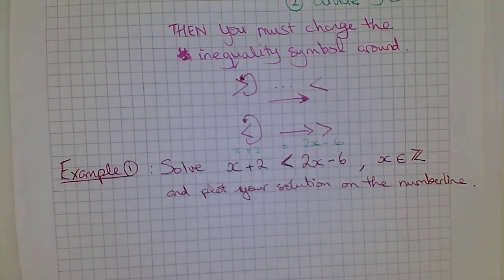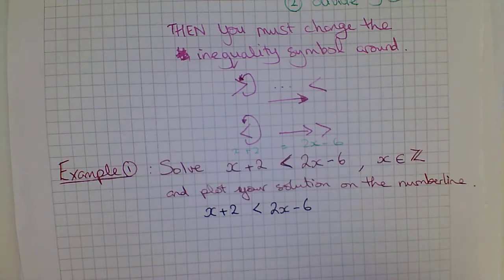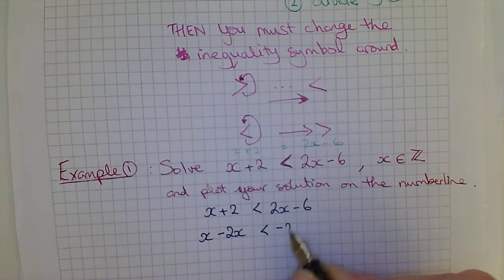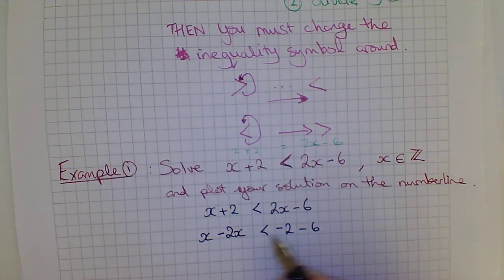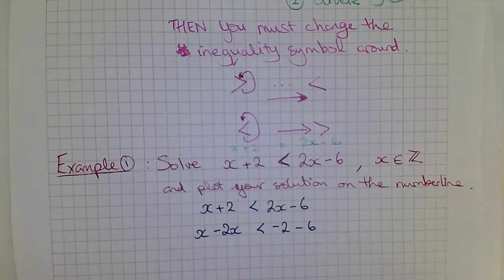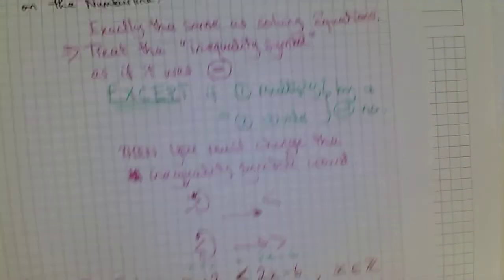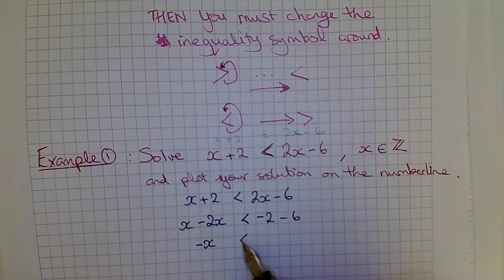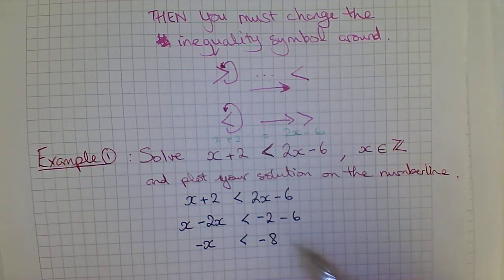I start with my inequality as it's given, x plus 2 less than 2x minus 6. And I'm going to move the x's to this side and the constants to this side. So I get x minus 2x less than, this becomes a minus 2 minus 6. So I've changed sides, which means I've changed signs for these guys here, but I didn't change my inequality symbol around. Why? I didn't change my inequality symbol around because I didn't multiply or divide by a negative number. So everything stays the same. I'm going to simplify. x take 2x gives me negative x. I didn't multiply or divide by a minus sign, so that stays as it is. Minus 2 take 6 is minus 8.